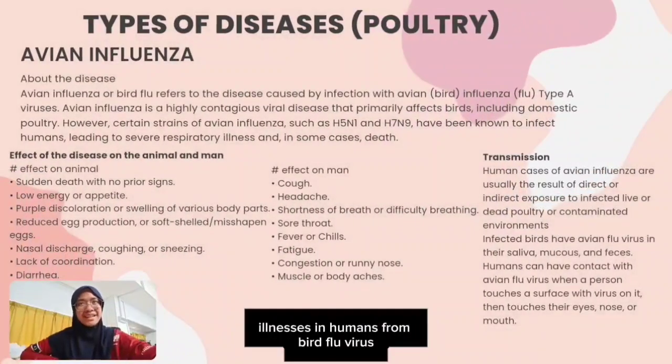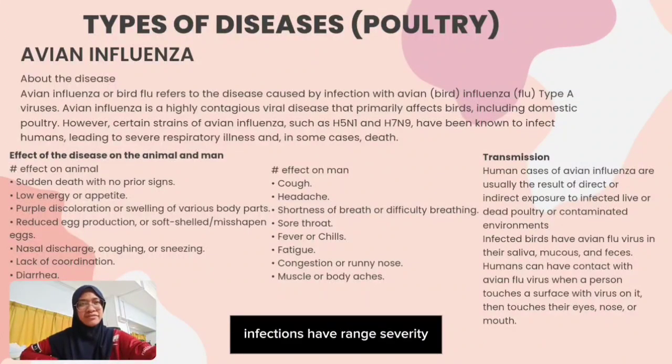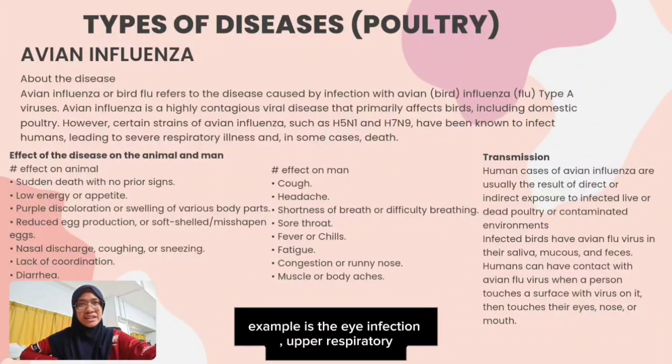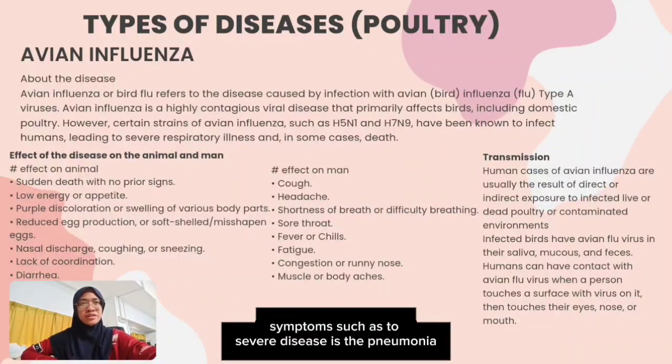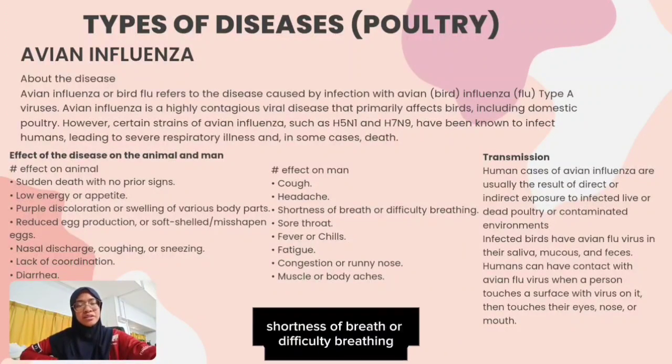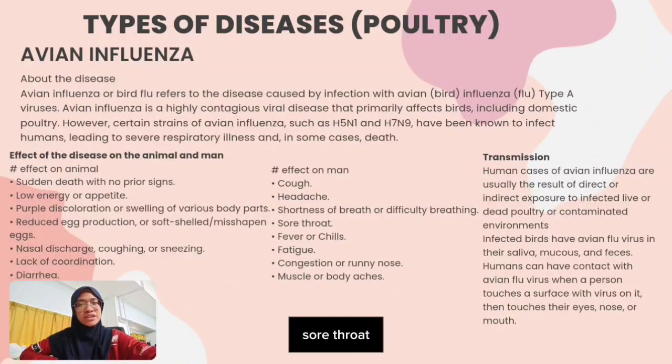Effect on man. Illnesses in humans from bird flu virus infections have ranged in severity from no symptoms or mild illnesses, for example eye infection and upper respiratory symptoms, to severe disease, for example pneumonia that resulted in death. Symptoms include cough, headache, shortness of breath or difficulty breathing, sore throat, fever or chills, fatigue, congestion or runny nose, muscle or body aches.